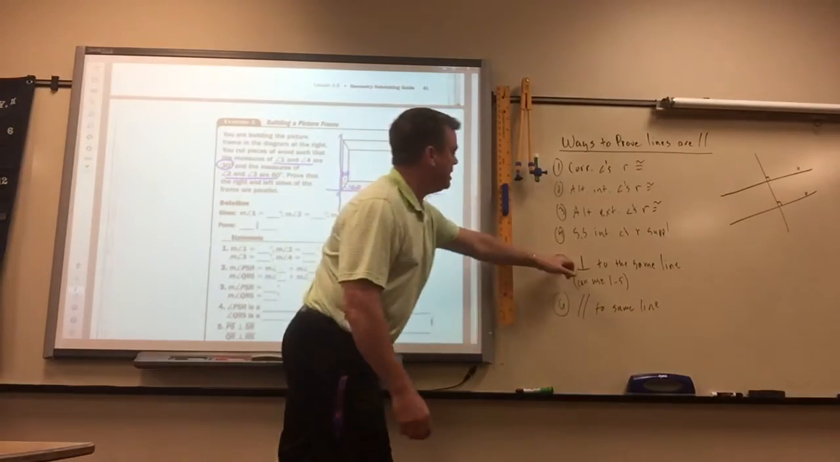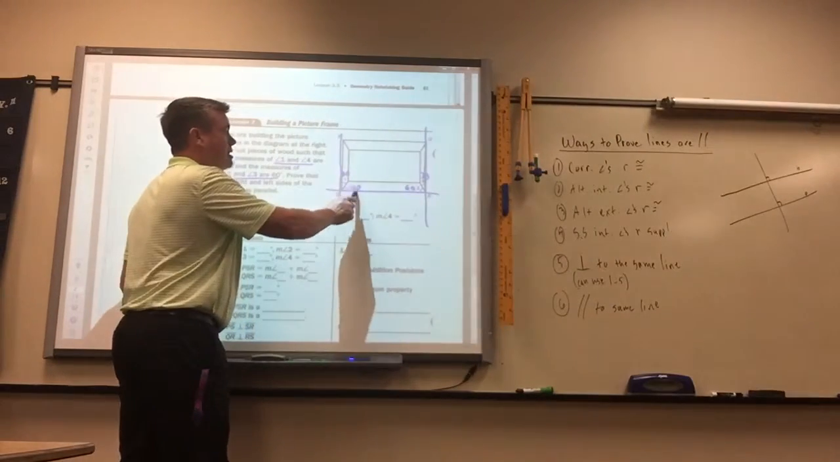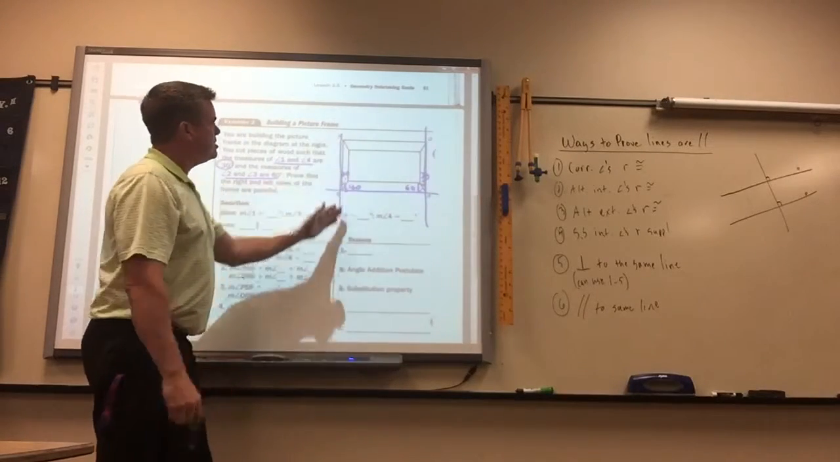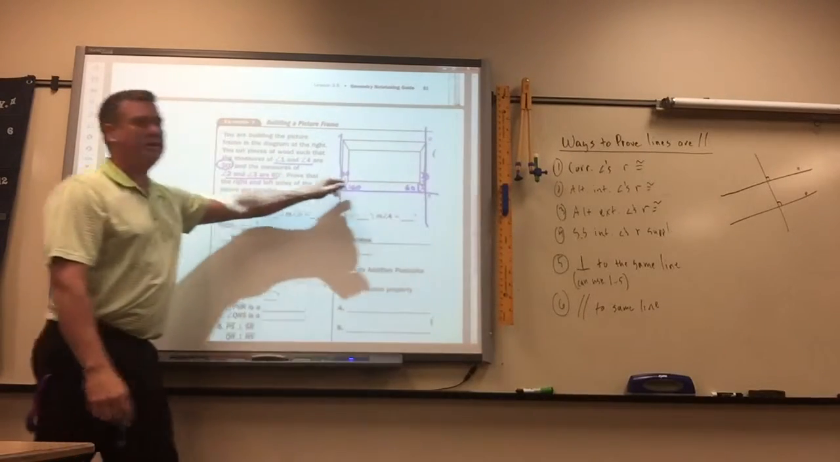5. They're perpendicular to the same line. 30 and 60 makes 90. This side and this side are both perpendicular to this.